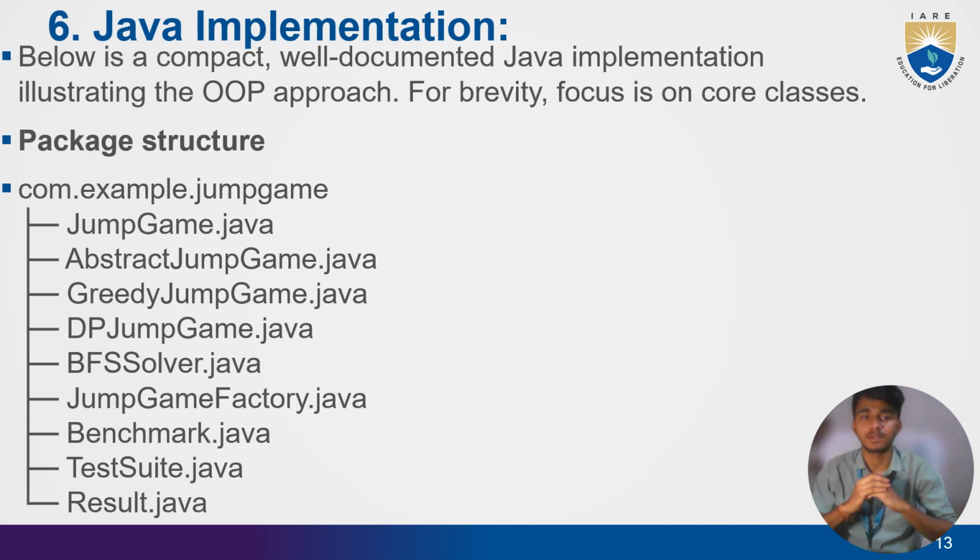Java implementation. Below is a compact, well-documented Java implementation illustrating the OOP approach. The brevity focuses on core classes. Package structure: com.example.jumpgame, JumpGame.java, AbstractJumpGame.java, GreedyJumpGame.java, DPJumpGame.java, BFSSolver.java, JumpGameFactory.java, Benchmark.java, TestSuite.java, and Result.java.